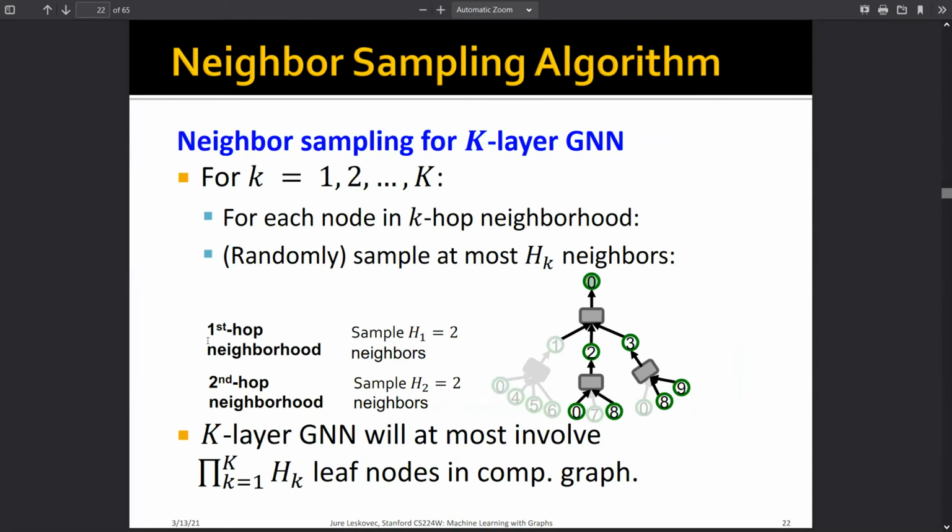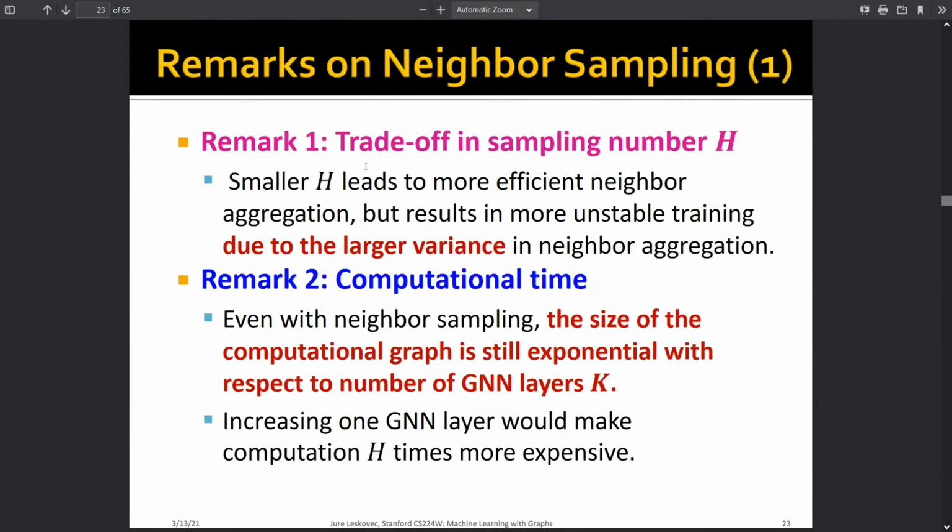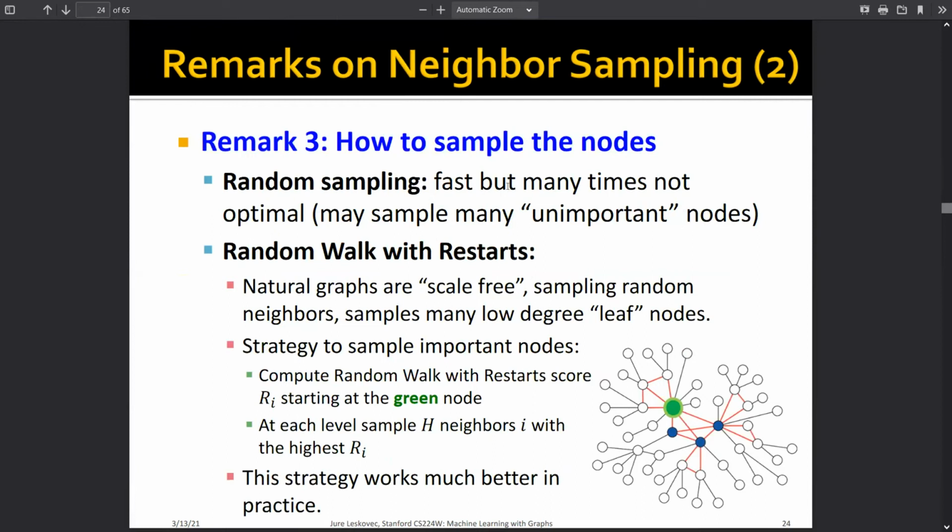Okay, this is basically the algorithm he's put in points. Trade-off in sampling: a smaller neighborhood sample leads to more efficient neighborhood aggregation, but results are more unstable, basically more noise, due to larger variance in neighborhood aggregation. Computational time will reduce. The size of the computational graph is still exponential with respect to the number of layers. Makes sense. Increasing one GNN layer will make the computational graph more expensive. Makes sense. How to sample the nodes? Random sampling, or random walk with restarts.